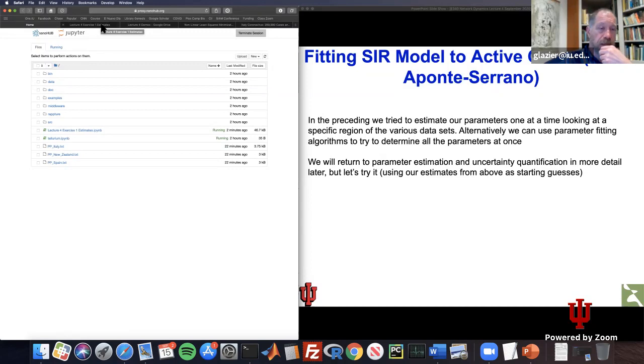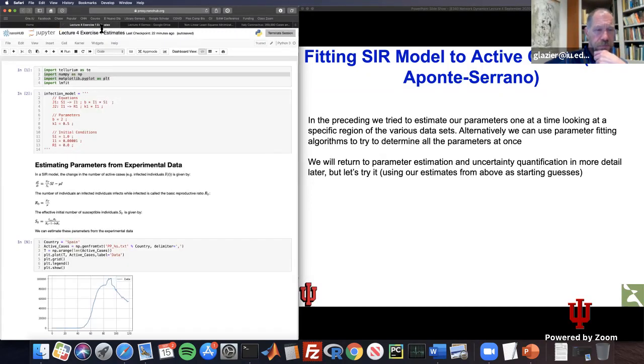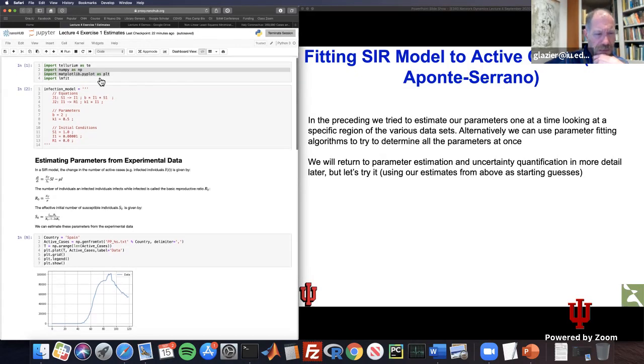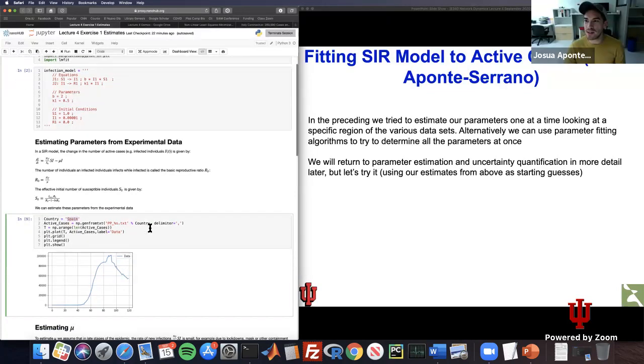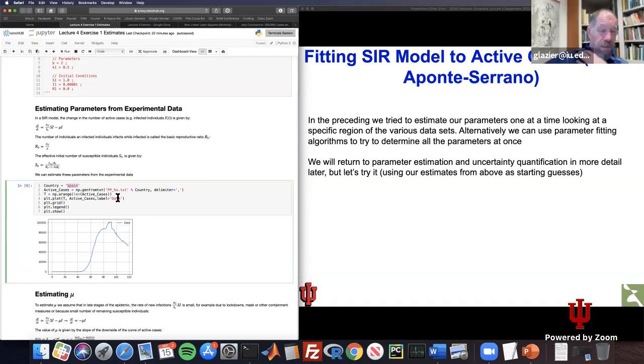And then if you go back to your Tellurian notebook, it's in number 9 here, line 1, where you have case country equals Spain. You've already switched it from Italy to Spain. So I'd like everybody to do that.